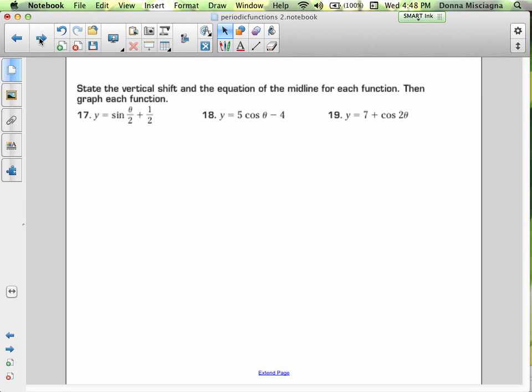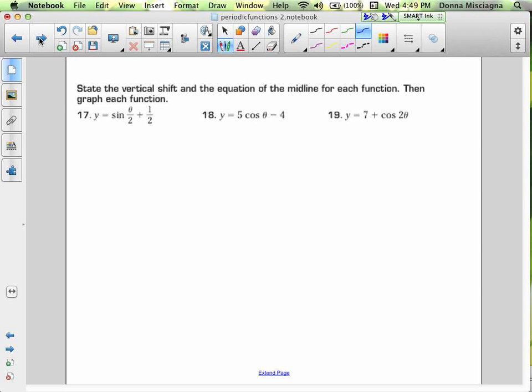All right, let's identify the vertical translation and the midline for these ones. We're not going to be graphing the functions yet. We still have some work to do with that. But we're just going to identify the vertical shift and equation of the midline. So see if you can come up with the answer for the first one.